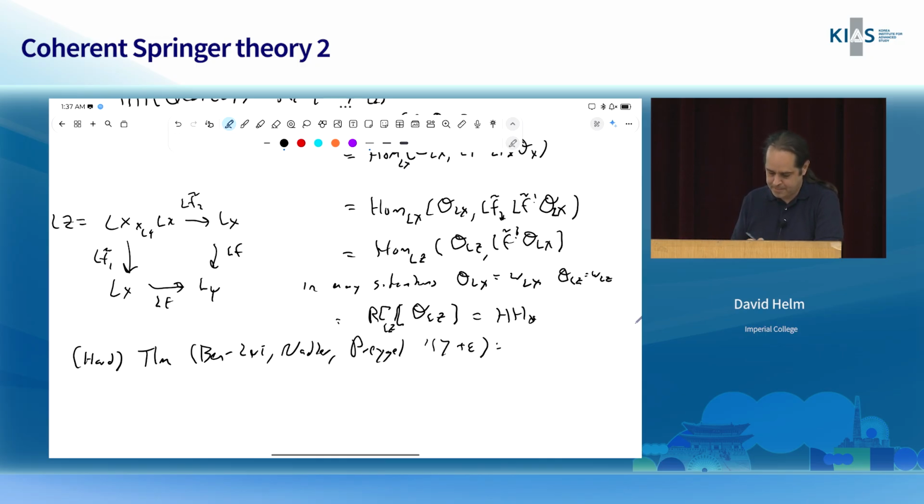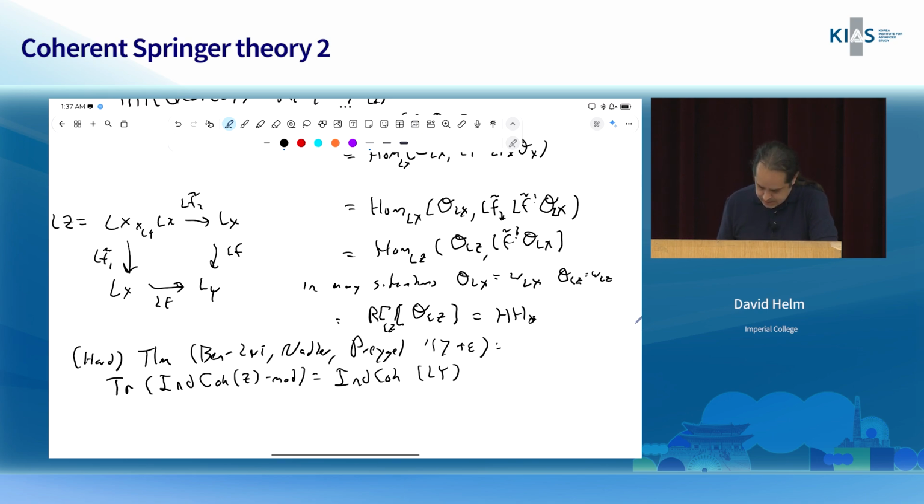And actually, we need a little more because they had some smoothness hypothesis that turns out to be superfluous, but that certainly doesn't hold in our setting. So what they actually show is that if you take this two categorical trace of INDCO of Z modules, then what you get is ind-coherent sheaves on Ly with a certain singular support condition.